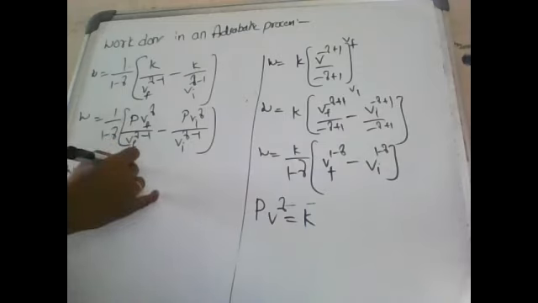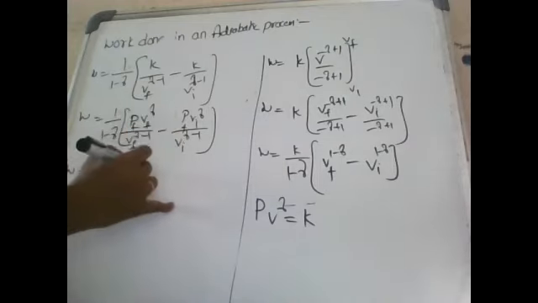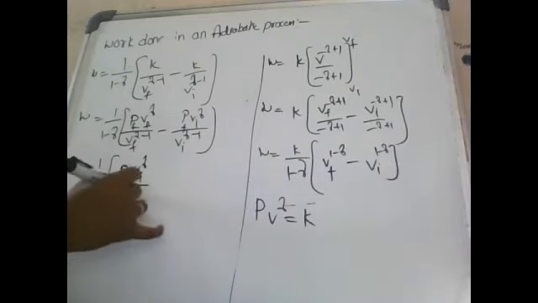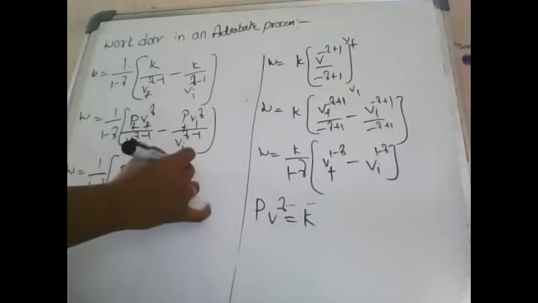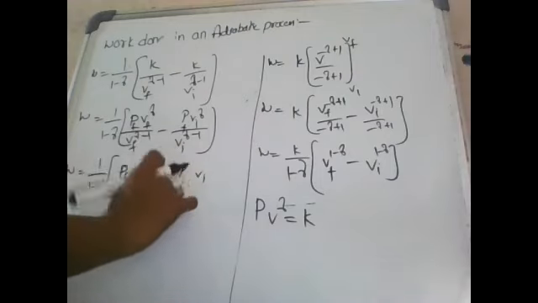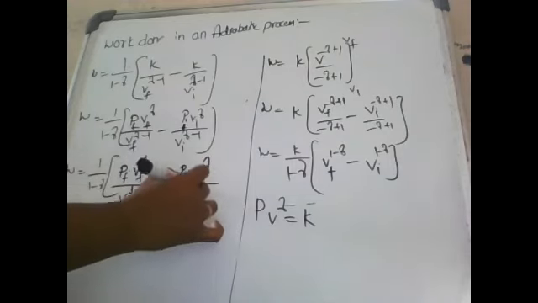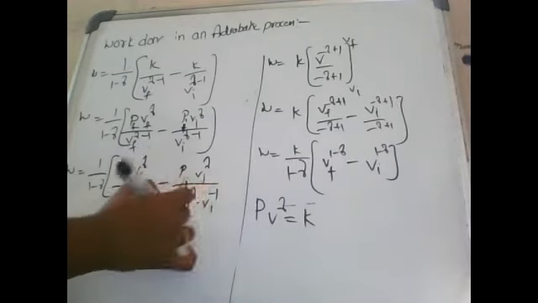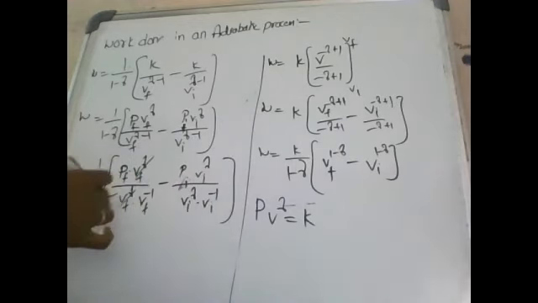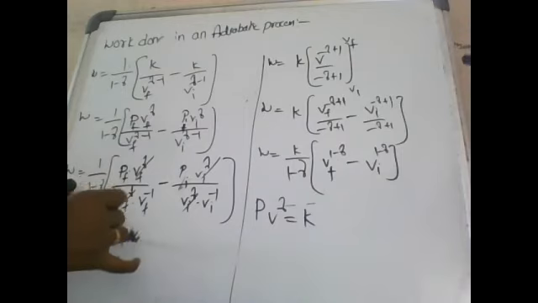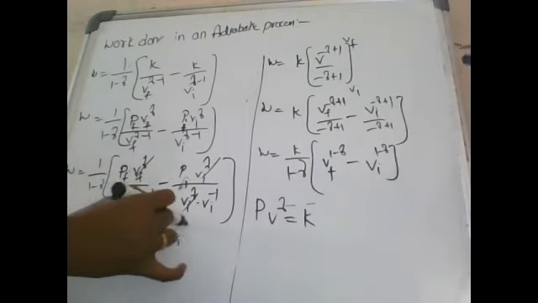Next here Pf Vf power gamma, here Vf power gamma into Vf power minus 1, minus Pi, sorry, Vi power gamma by Vi power gamma into Vi power minus 1. So V power gamma gets cancelled. We get W equal to 1 by 1 minus gamma into Pf Vf minus Pi Vi.